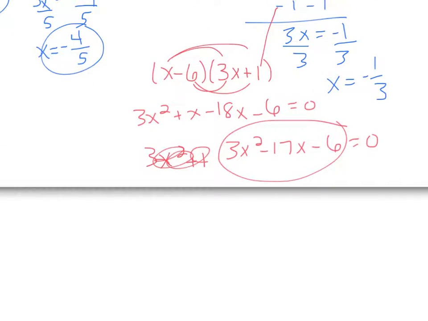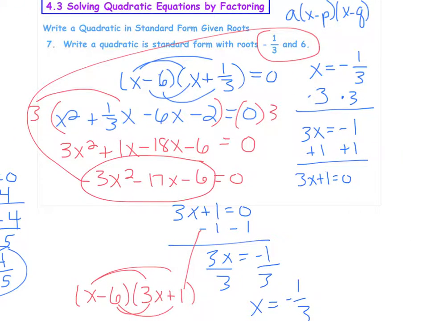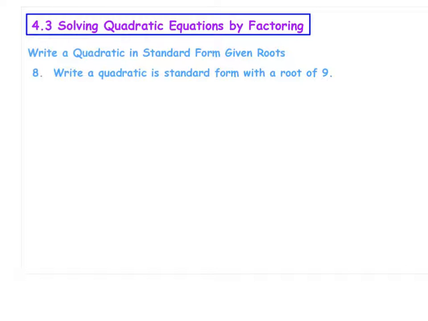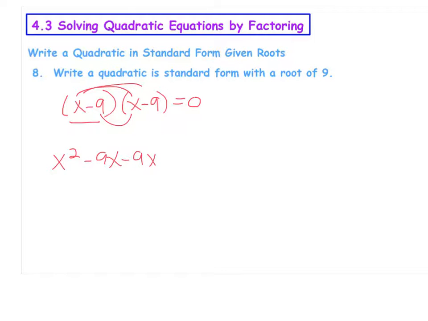So we'll do one more here. This time I only have one root of 9, so I know to get that root of 9 I had to have an x minus 9. But I don't have any more roots. So because this has to be a quadratic, I have to have two binomials. And since it only has one answer, that just means I need to write the same exact binomial again. So since they're the same factor, they're going to give us the same answer, so that's only one solution. But we have to have two factors in order to make it a quadratic. So x times x is x squared minus 9x minus another 9x, and then plus 81.